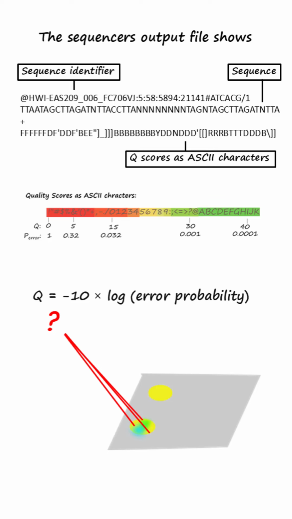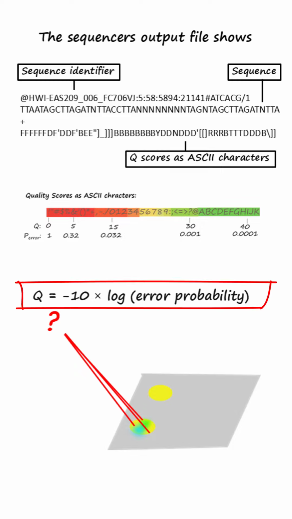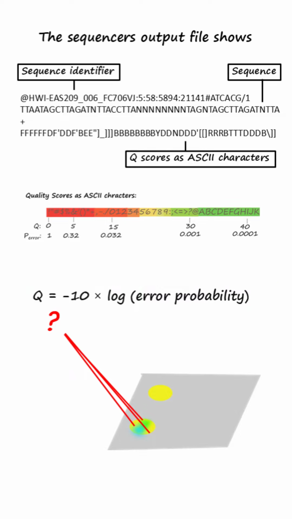The sequence's output file shows you the base sequence quality in ASCII characters for each string of nucleotides sequenced. The quality score is derived from the formula Q = -10 log P, where P is the probability that the base is wrongly called. A good quality score of say 30 translates to a 1 in 1,000 chance of the base call being wrong.